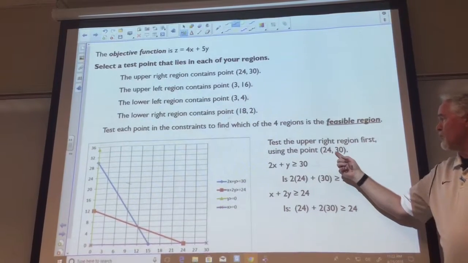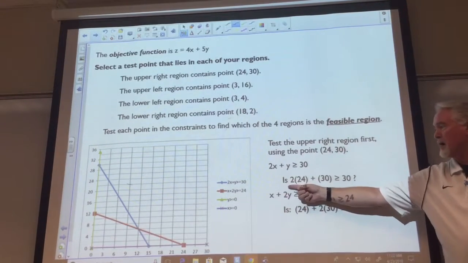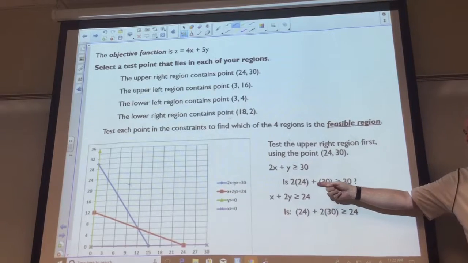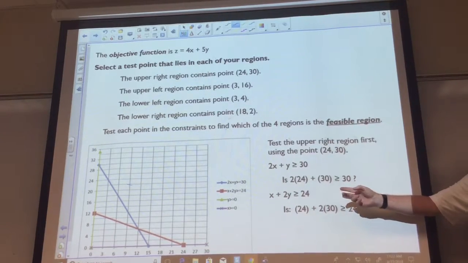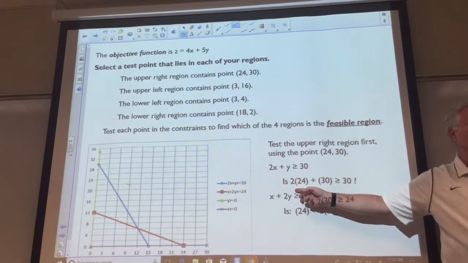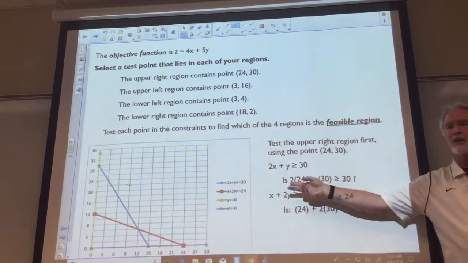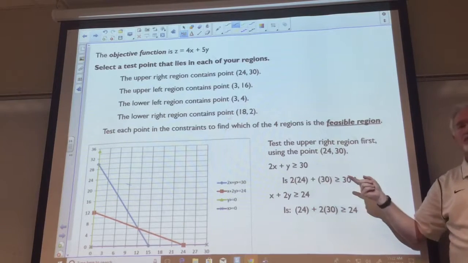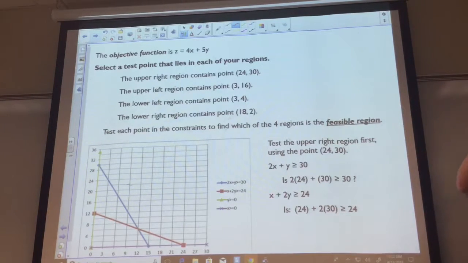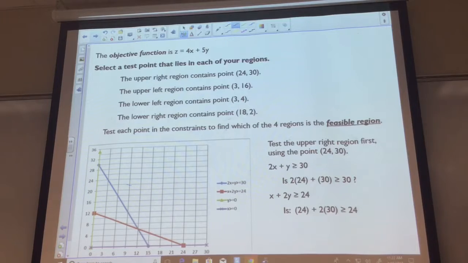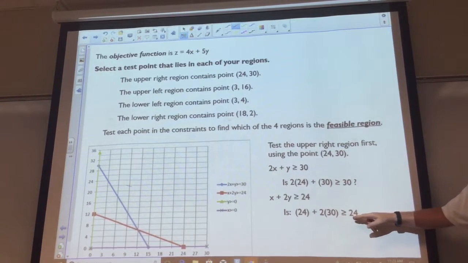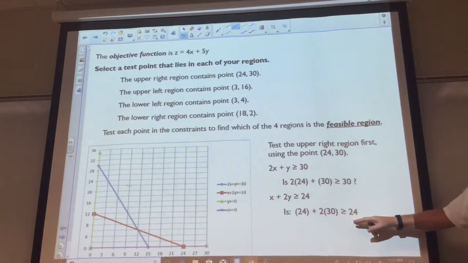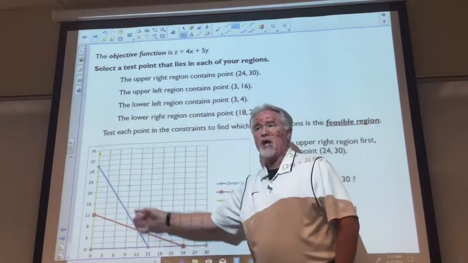So I chose this point, and I dropped it in the problem. The question then becomes, is 2 times 24 plus 30 greater than or equal to 30? Well, pretty obviously, because 2 times 24 is already 48. So it doesn't need any help from the y value. It's already gotten you enough. So it satisfies the first condition, but it has to satisfy both conditions at the same time. So we take the same set of points to the bottom equation. Is 24 plus 2 times 30 greater than or equal to 24? And the answer would be yes, which means that that's going to be the region that we have to shade.